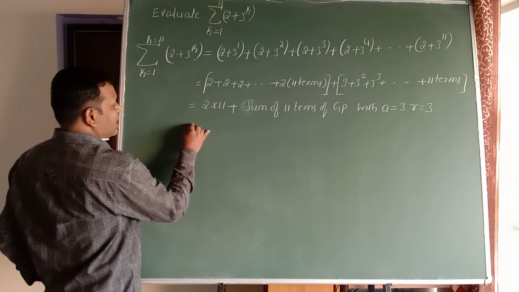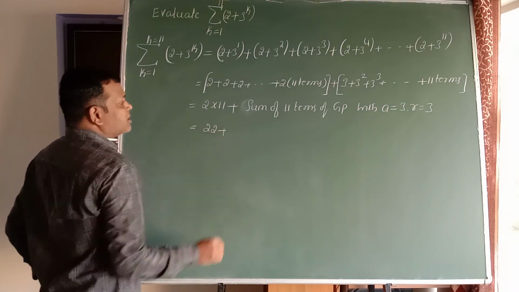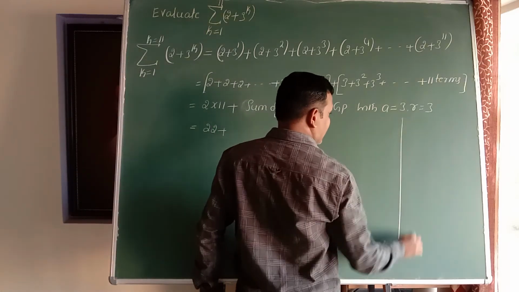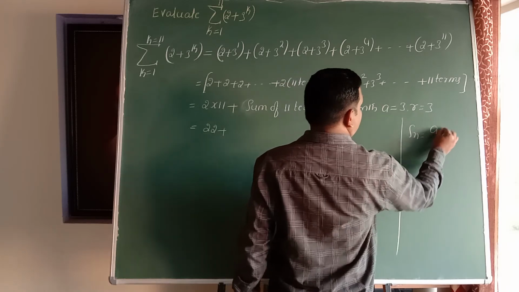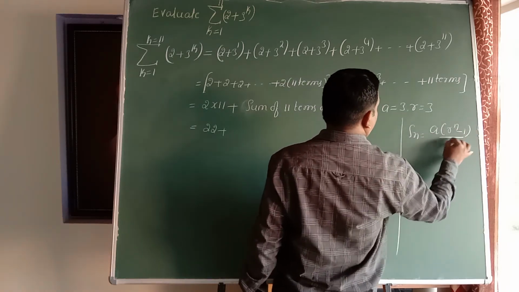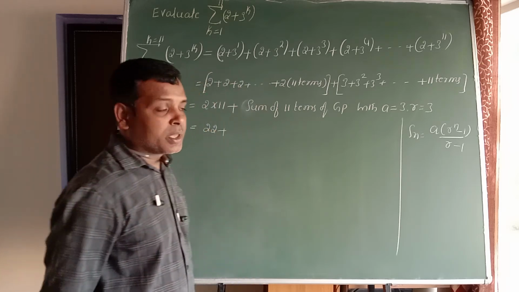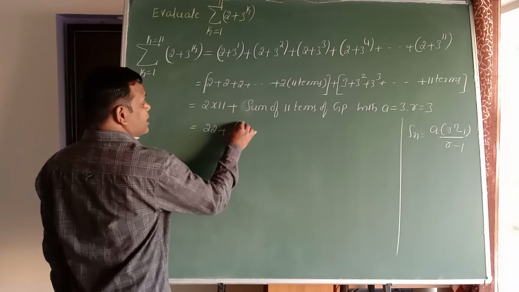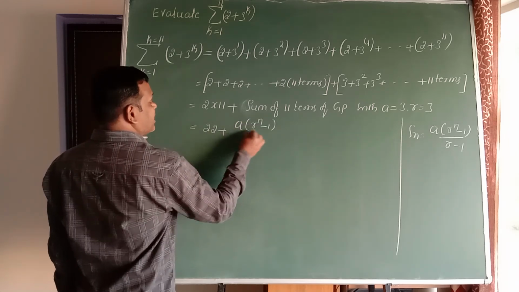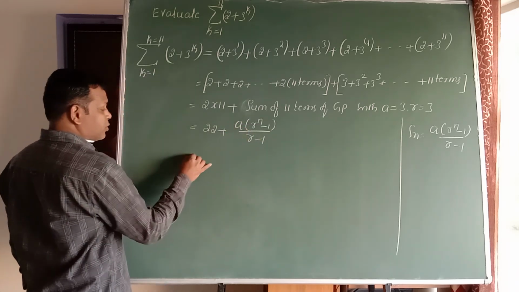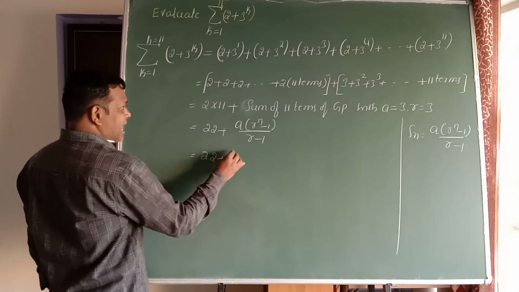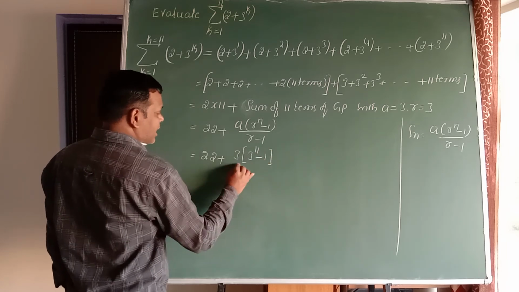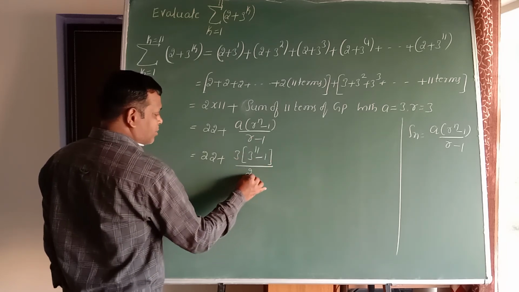Okay, now 2 into 11 is 22 plus sum of 11 terms of GP, Sn is equal to, what is Sn formula? Here I can write Sn is equal to A into R power n minus 1 divided by R minus 1, which is a formula. Because the common ratio R is greater than 1, I can write A into R power n minus 1 divided by R minus 1. Now substitute here, 22 plus A is what? 3 into 3 power 11 minus 1 divided by 3 minus 1, that is nothing but 2.